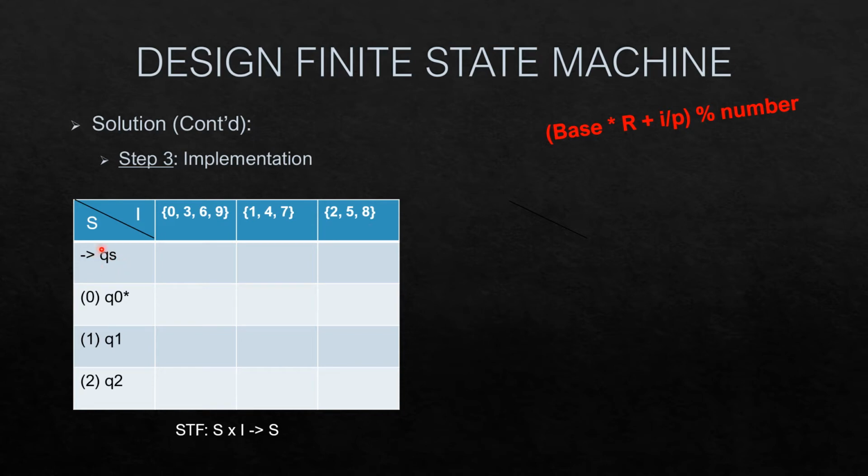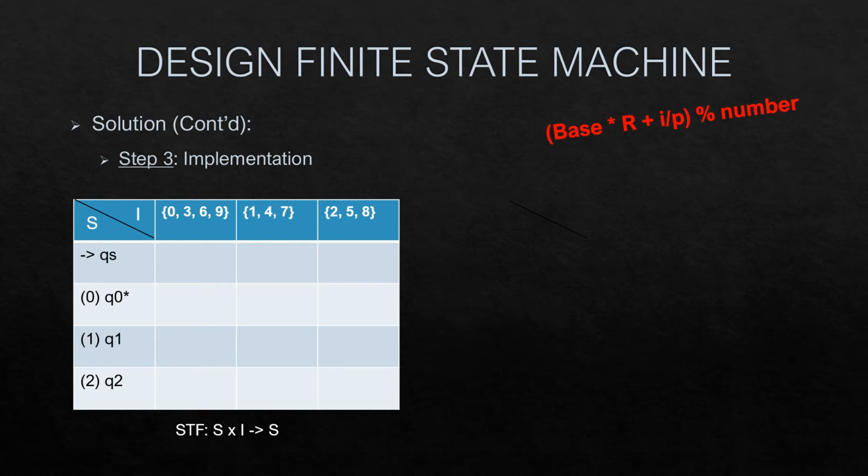The state QS has an arrow in front of it, representing that it is our start state or initial state. Q0 has a star marked over it, which represents that it is the final state which will give us our final output. Q1 and Q2 states represent remainders 1 and 2 when divided by 3, along with Q0 representing remainder 0. Now let's begin the actual solution.